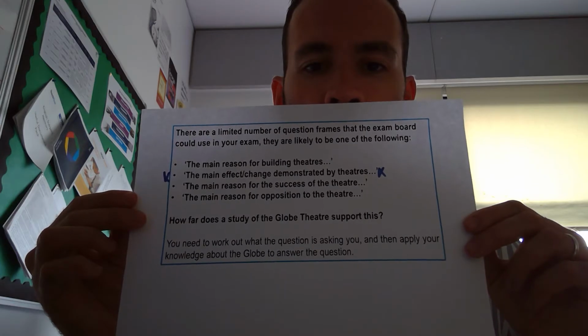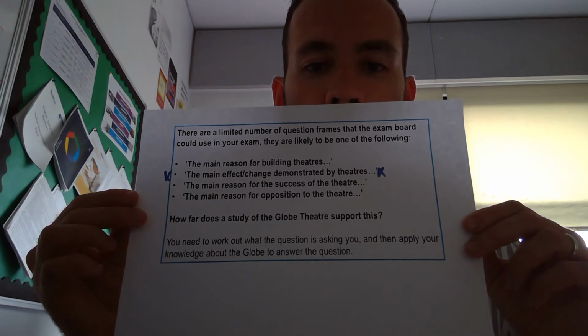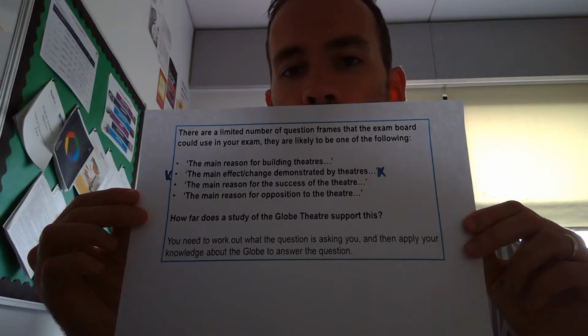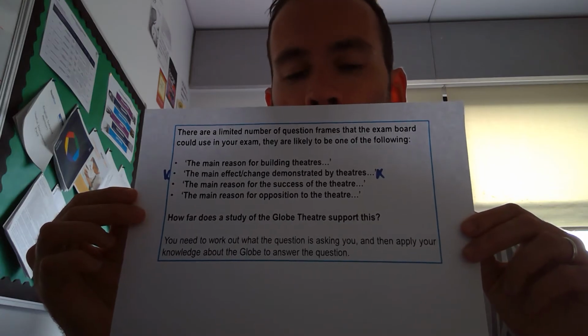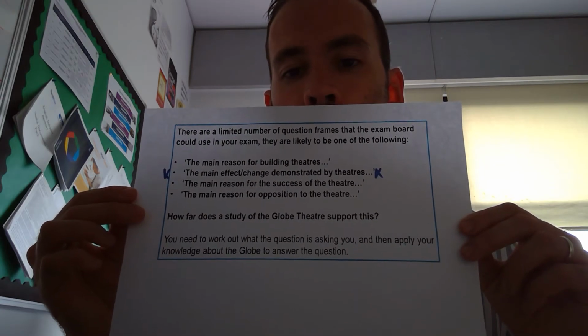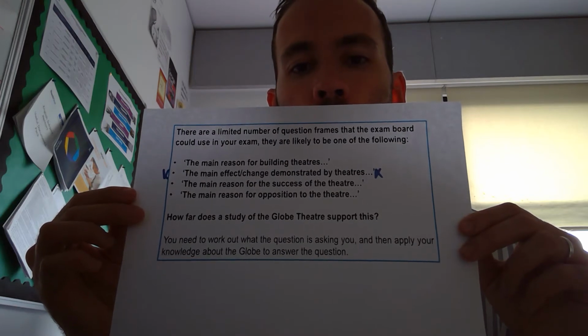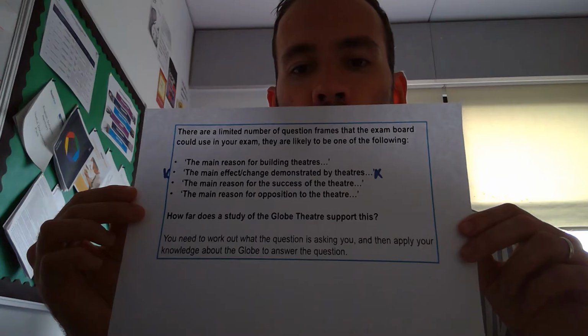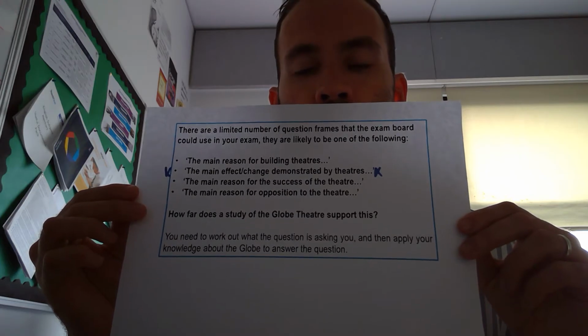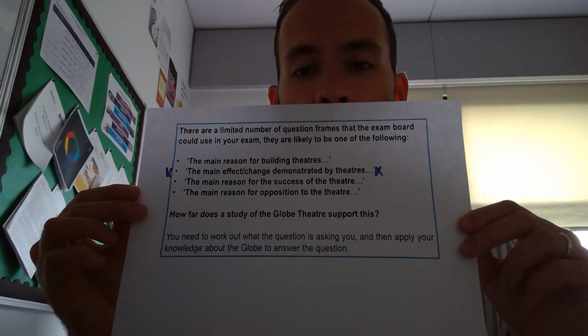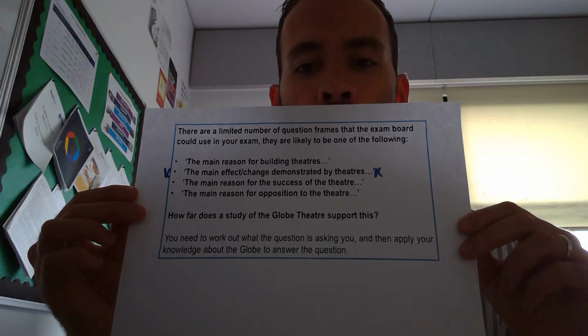And then a final possible one, although I think there's less evidence for this one, is the main reason for opposition to the theatre was, and then you could say whether that is religious opposition or opposition from the monarchy or opposition because of immoral behaviour. So it's going to be probably something like one of those four questions. You need to relate all your evidence to what you know about the Globe Theatre. In this video, we're going to go through the one that I've starred, which is the second one.